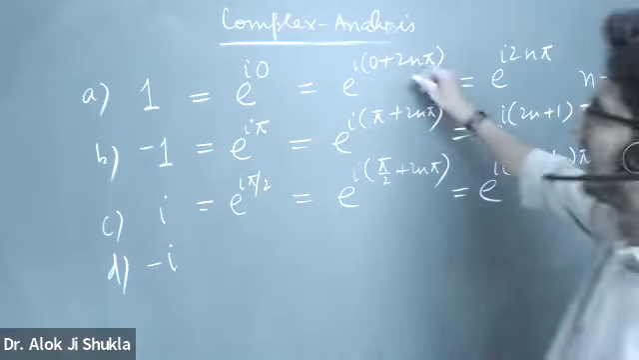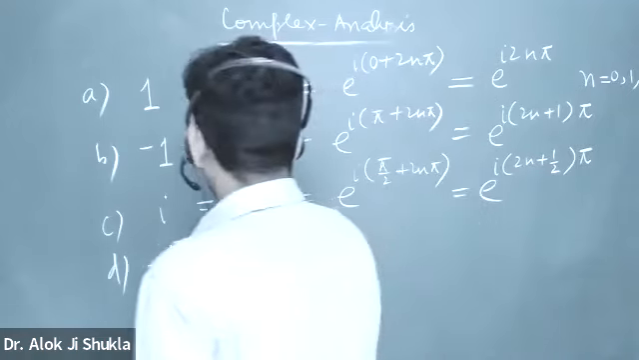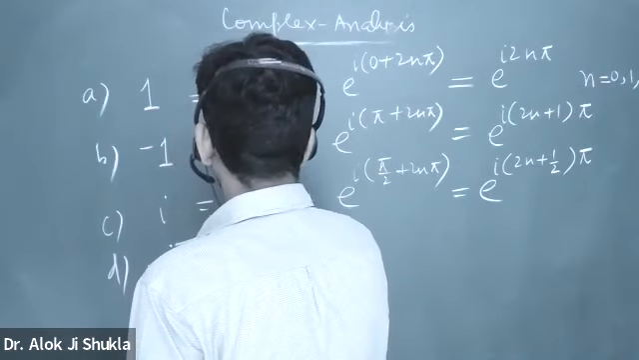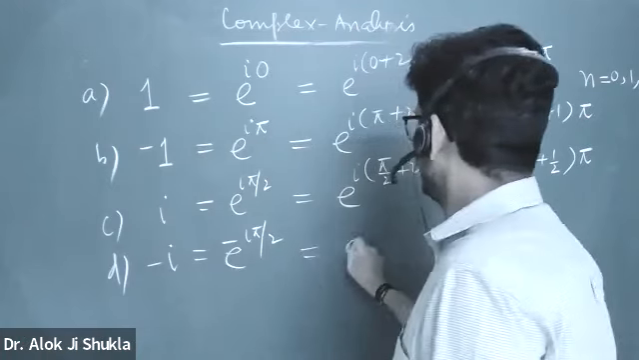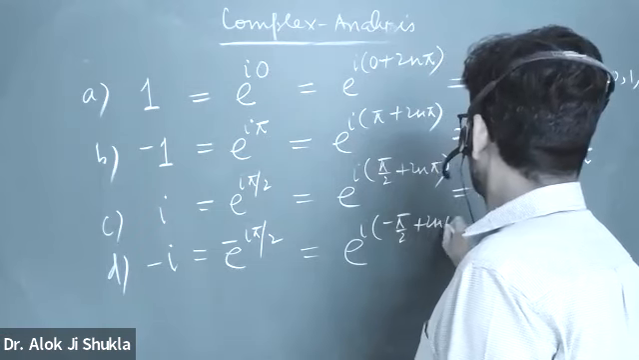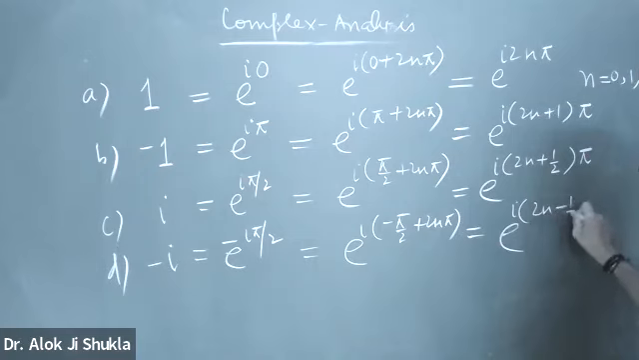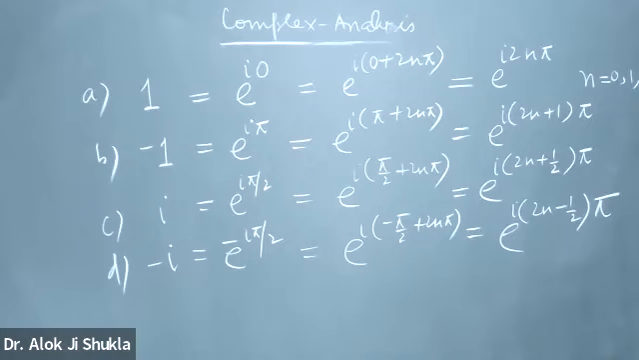So I am adding 2n pi to generalize the angle, okay? So that they can now represent every angle on the plane. And minus iota, the principal value I have to write, so it is e to the power minus I pi by 2, which is e to the power iota minus pi by 2 plus 2n pi, which is e to the power iota 2n minus half and pi. So these are the values of these numbers so that we can now represent any number in the form of complex number. Please understand this carefully.